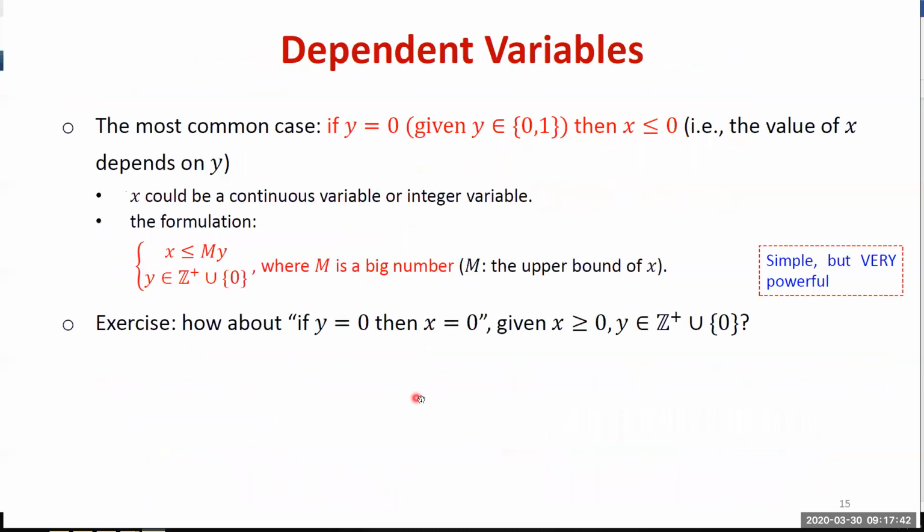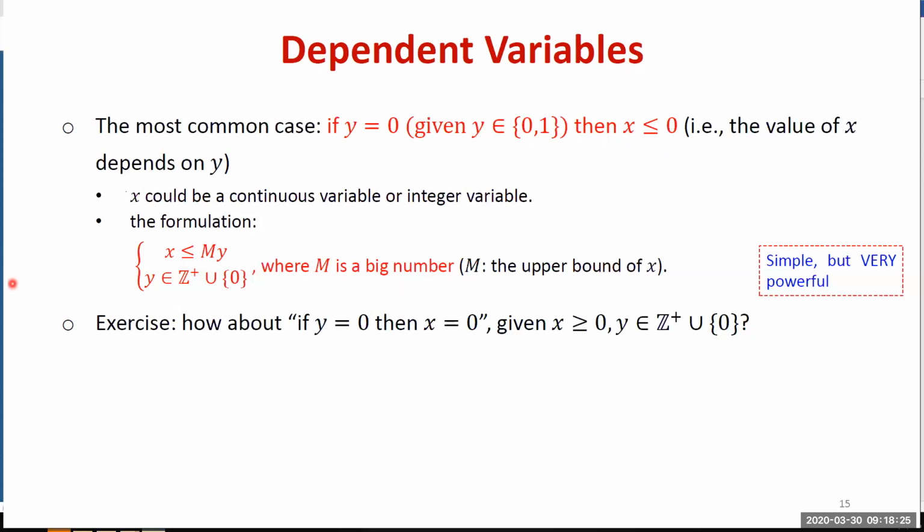No. Okay. Let's have a look at the next one: dependent variables. One of the most common cases is if y_i equals 0, given that y_i is a binary variable, then x is less than or equal to 0. In other words, the value of x depends on y. This x could be a continuous variable or an integer variable. It doesn't matter. But this y is a binary variable. In this case, we can formulate it as x is less than or equal to My, and this M is a big M, a big number.